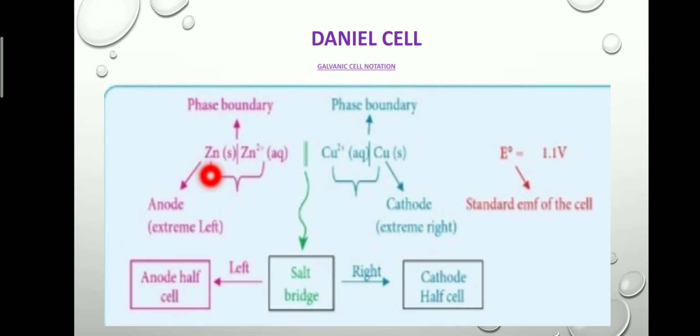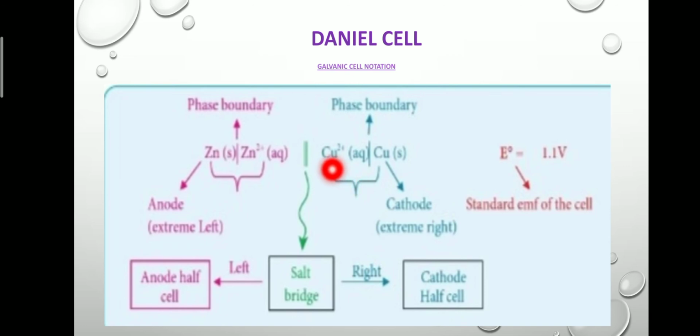Here we have two phases. One is the solid phase, zinc in the metal state, and it goes into the solution, the aqueous phase. These two phases have to be separated by a single slash, which is the phase boundary. So Zn solid slash Zn2+ aqueous. This is the anode reaction. Next, a double slash, which is the salt bridge, and next the cathode reaction.